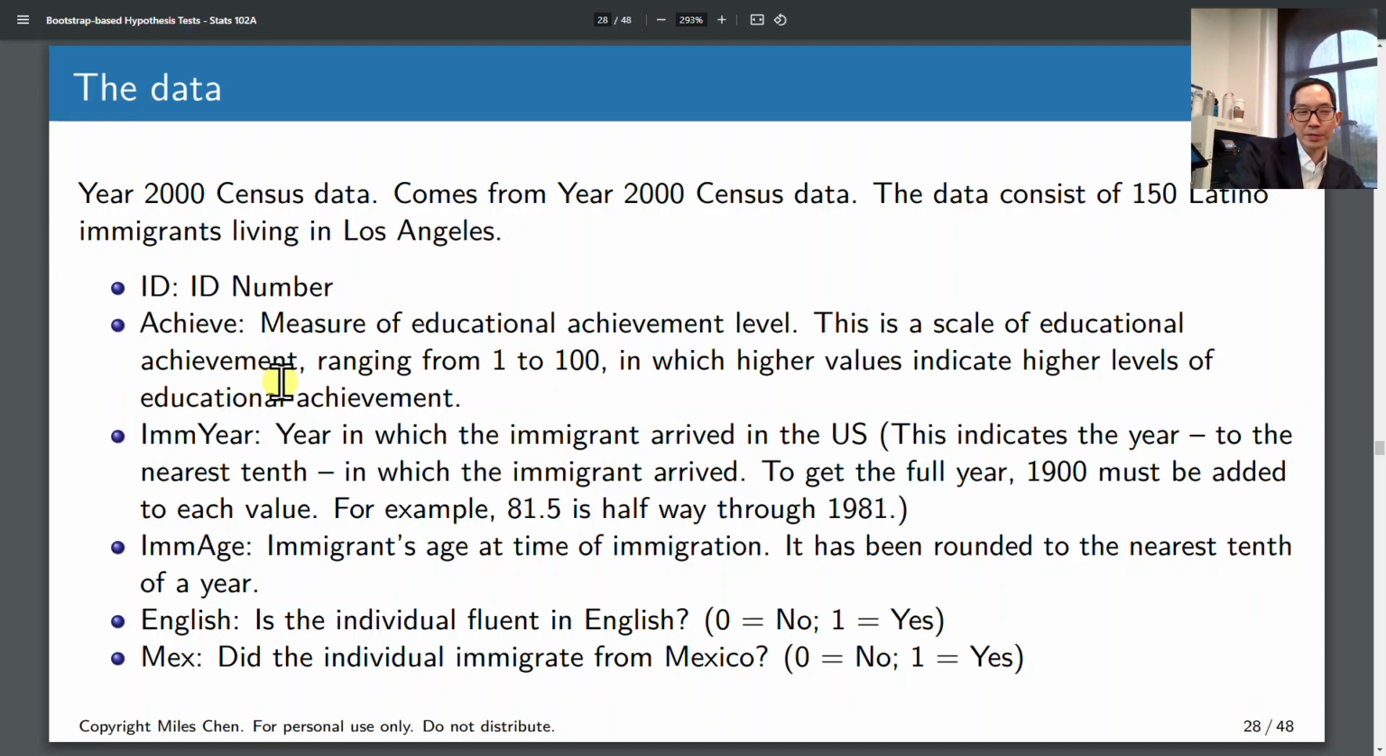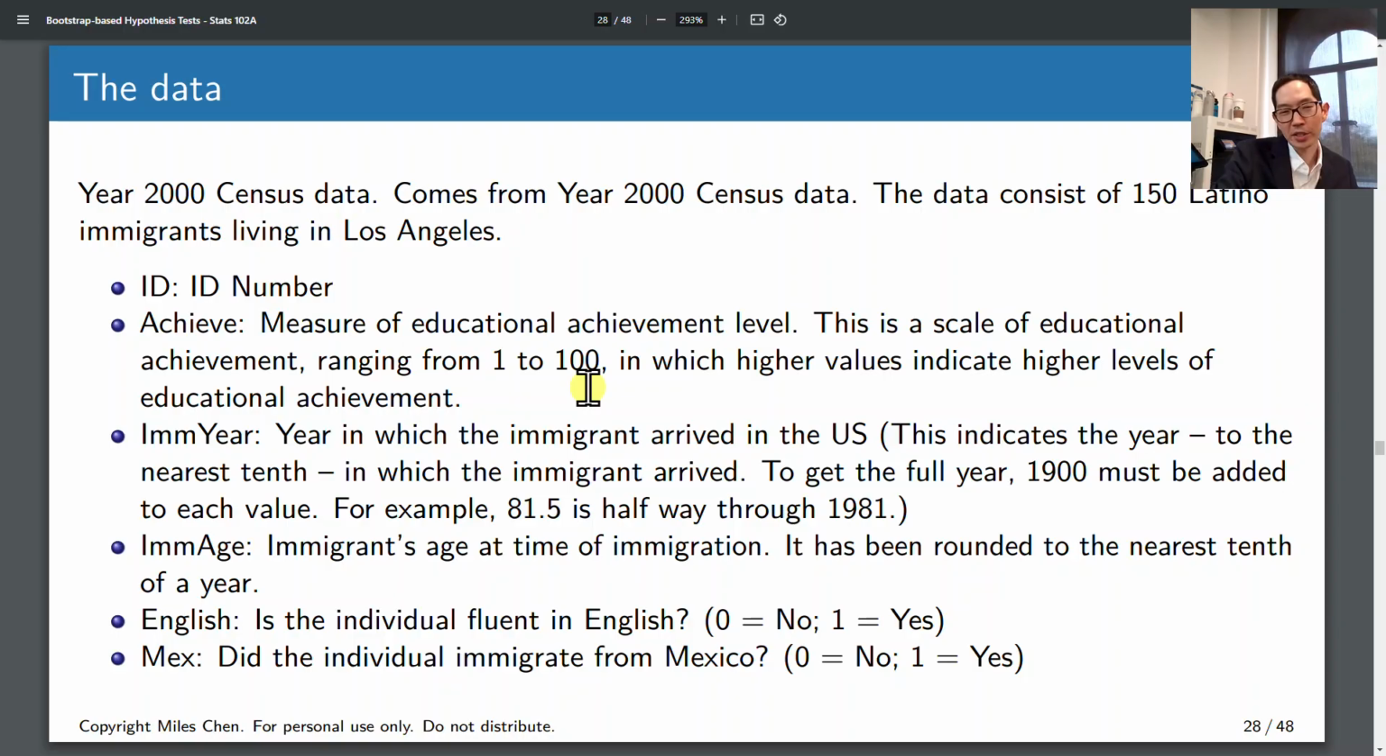These are the different variables that were included. Again, older data set. If you look at the immigrant year, which is the year in which the immigrant arrived in the United States, you have a lot of people coming in around 1960, 1970, and things like that. Okay. The measure of educational achievement is a number between 1 and 100.